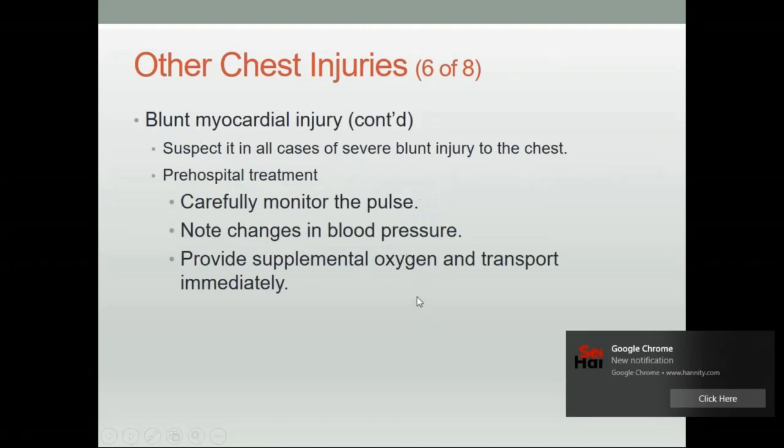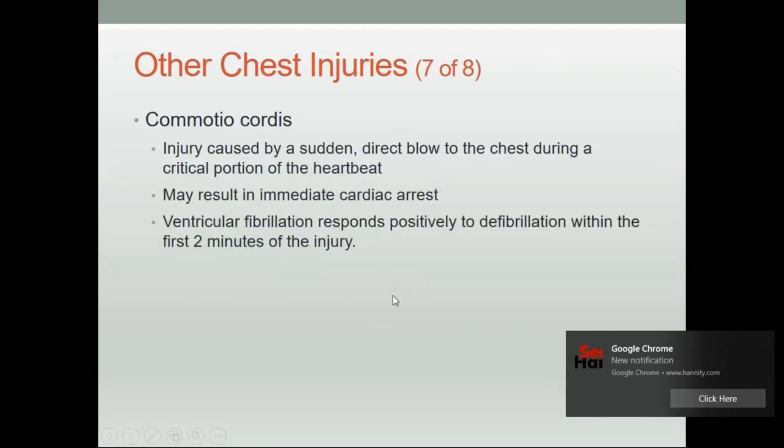Okay, what's our treatment? Monitor their pulse, feel for that irregular pulse, note changes to the blood pressure, provide supplemental oxygen, rapid transport, involve ALS. The last one we're going to talk about is commotio cordis.